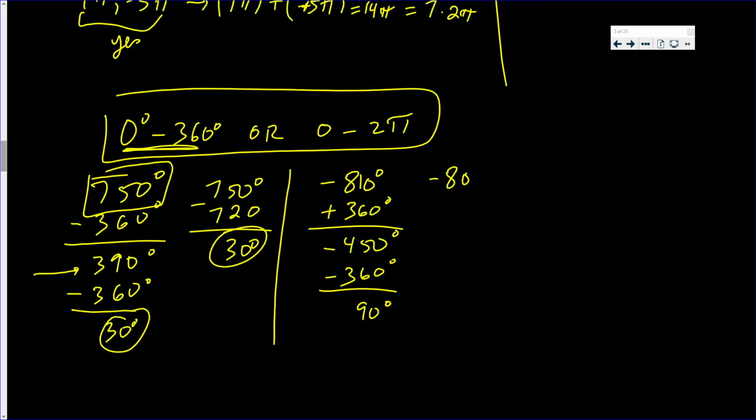Or you can say, you know what? I know 360 times 3 is 1080. And then you get 270, which is also between 0 and 360. This should be plus first of all. So there's definitely a problem here.